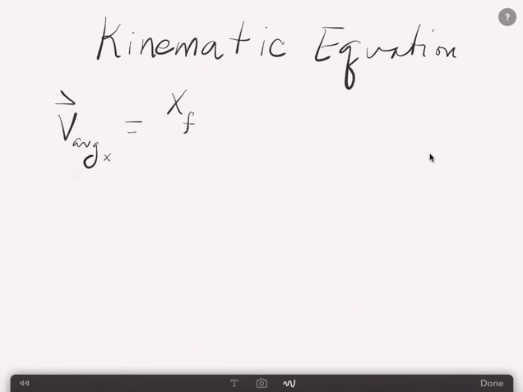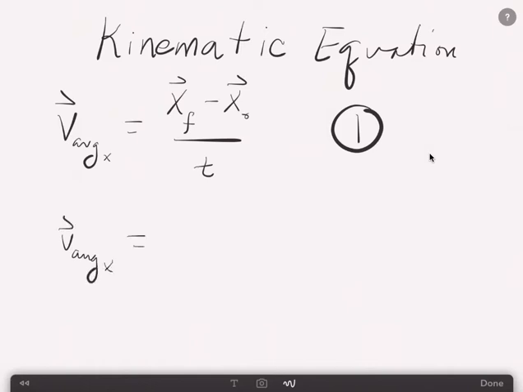So remember that the first one was our average velocity in the x direction, and we defined that as our displacement over time. We call this equation number 1. And that's not a minus sign, just so you know that this is equation number 1. Then we had another average, if you guys remember, and it was the initial velocity in the x direction plus the final velocity in the x direction over 2.